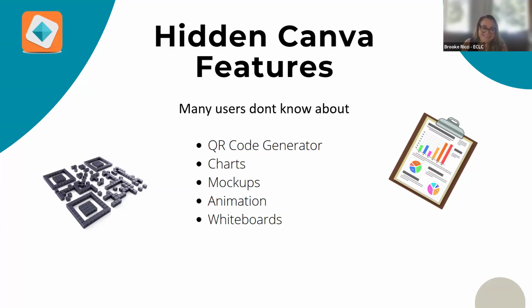You can add it as a tool, and then you can scroll to the bottom and always just put in your link and it'll pop up a QR code easily. It was one of the best features I've ever found in Canva, so I highly, highly recommend. There's charts, there's mock-ups, animation, and whiteboards, and we'll show you them all in Canva as well.